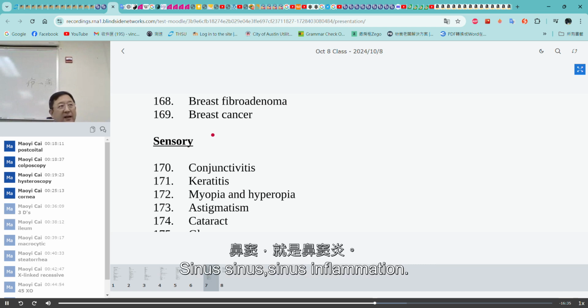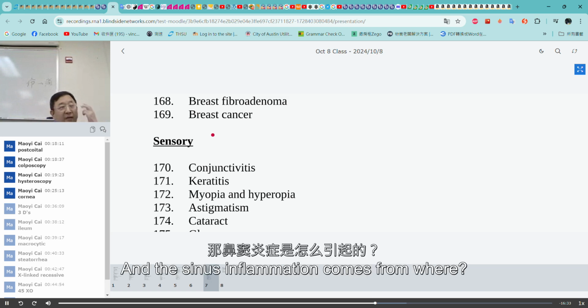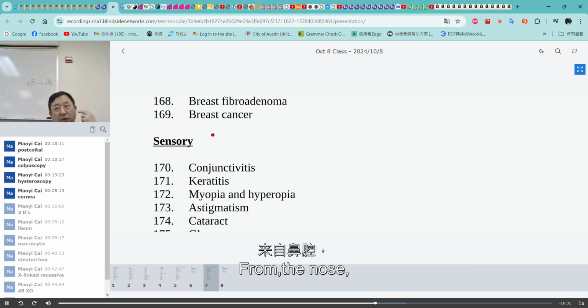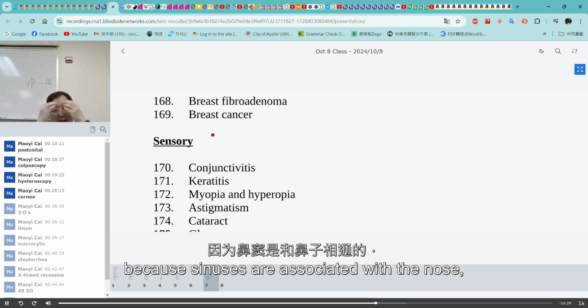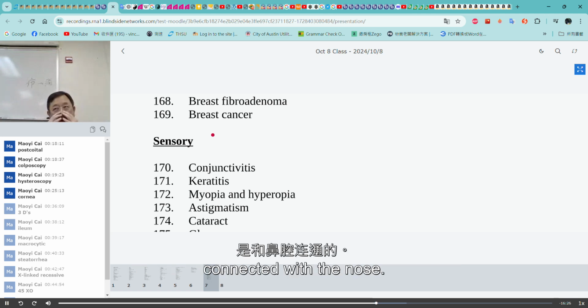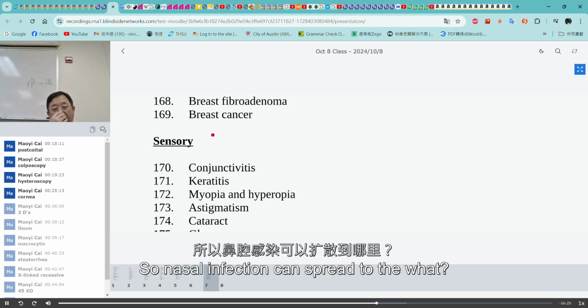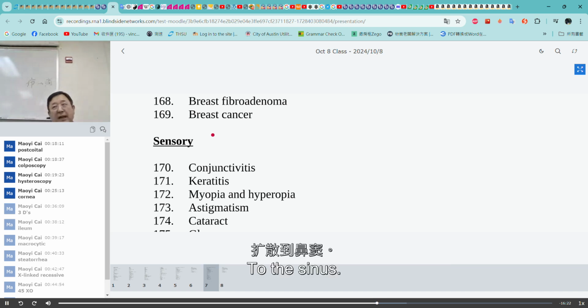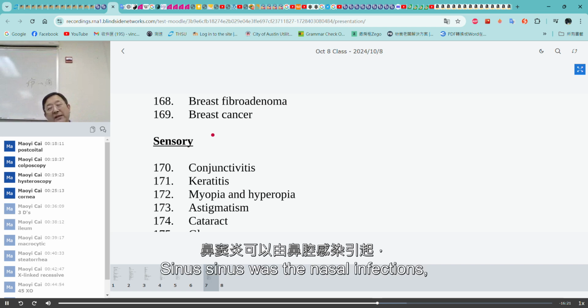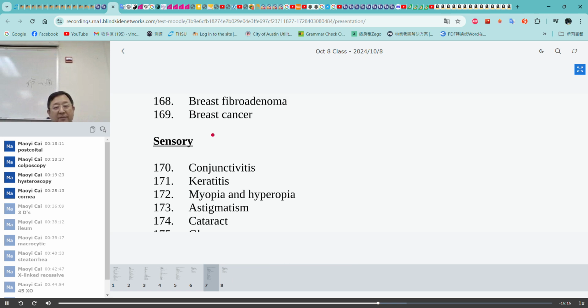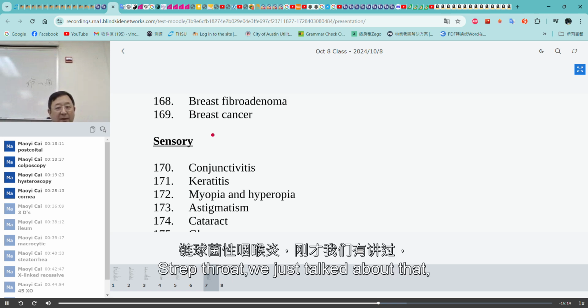Sinusitis, sinus inflammation. And the sinus inflammation comes from where? From the nose, because the sinuses are connected with the nose. So a nasal infection can spread to the what? To the sinus. Sinusitis follows nasal infections. That's associated.